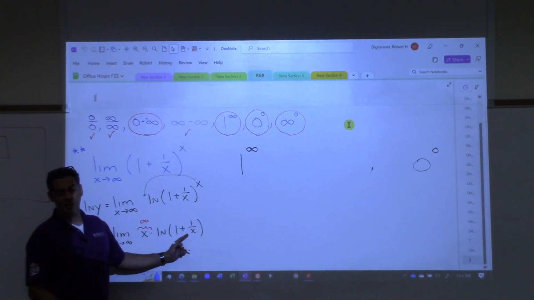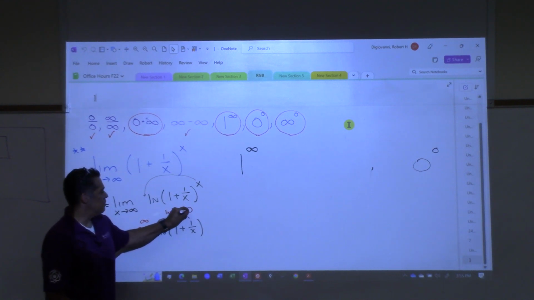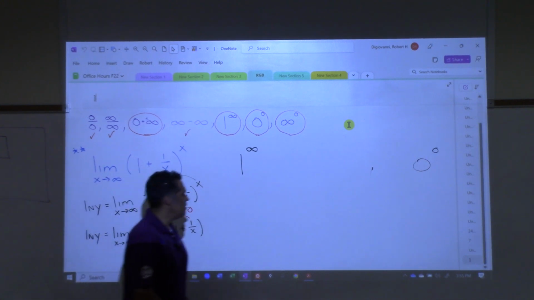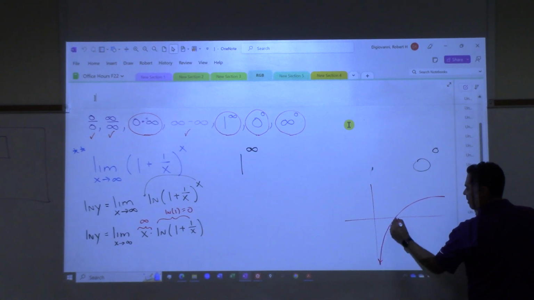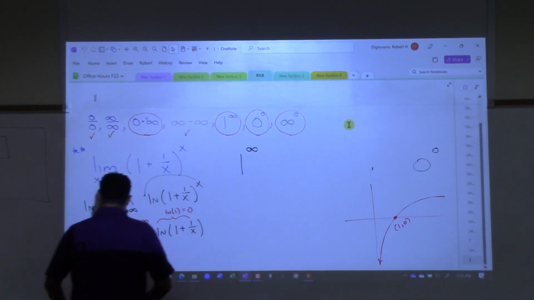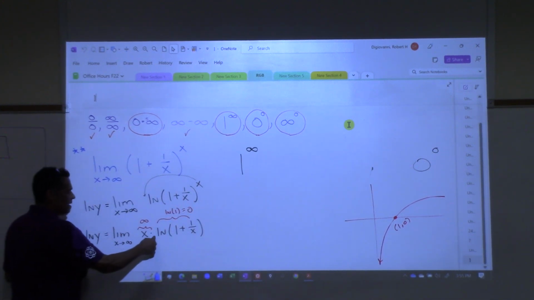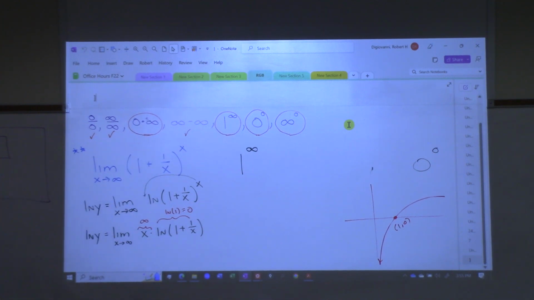We did this in class. Natural log of 1? College algebra? No? Natural log of 1 is 0. If you go to your natural log graph, it hits right there at 1, 0. The natural log of 1 is 0. So what's happening here? You've got infinity times 0, and that's an indeterminate form. One of them's getting big, the other one's getting small. They're being multiplied. Who wins?